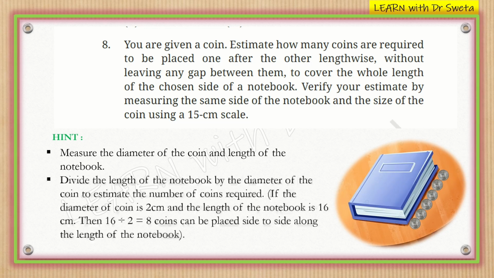Then divide the length of the notebook by the diameter of the coin to estimate the number of coins required. For example, if the diameter of the coin is 2 cm and the length of the notebook is 16 cm, then 16 divided by 2 will be 8. So 8 coins can be placed side to side along the length of the notebook. Now verify it by placing the coins end to end and measuring again.